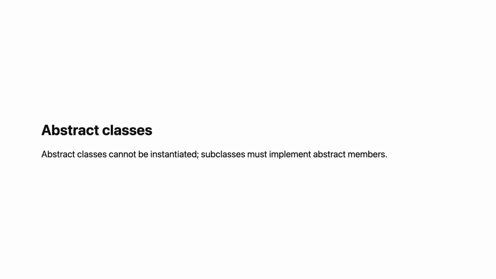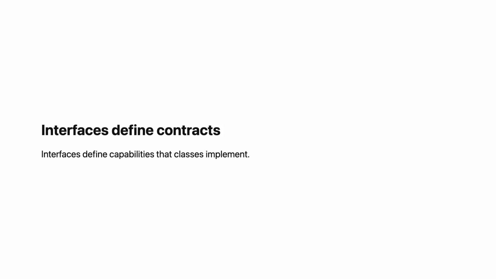Interfaces define contracts without implementation. Interface Clickable with fun click. Any class can implement an interface. Class Button : Clickable with override fun click. Interfaces are like abstract classes but more flexible. A class can implement multiple interfaces. Interfaces can have default implementations. Interface Clickable with fun click that prints default click. The class can use the default or override it.